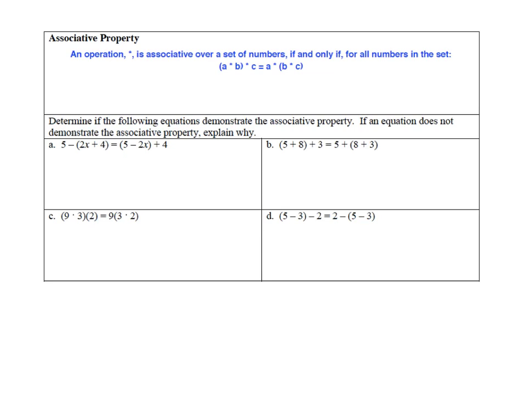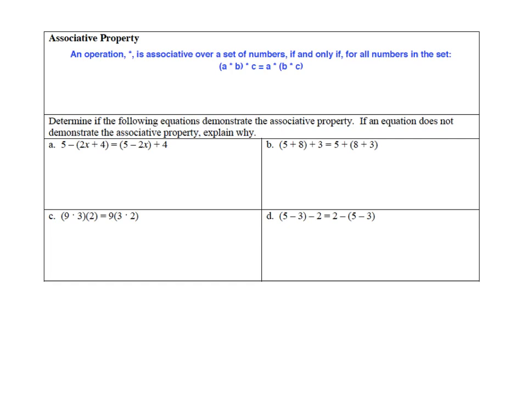The next property I'd like to talk about is the associative property. An operation star is associative over a set of numbers if and only if for all numbers in the set, when we switch the parentheses around, we keep the order exactly the same, but we switch the parentheses around, we get the same result.